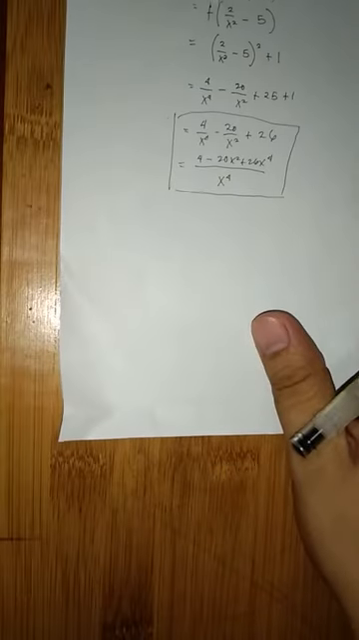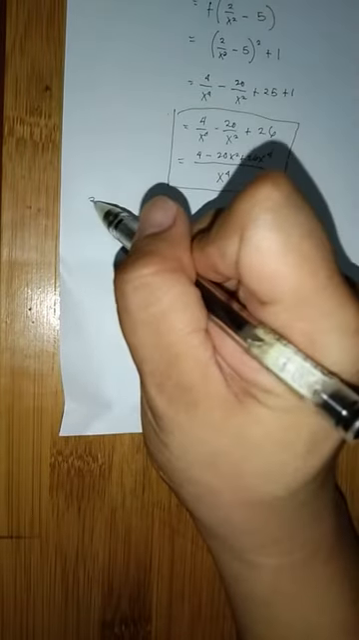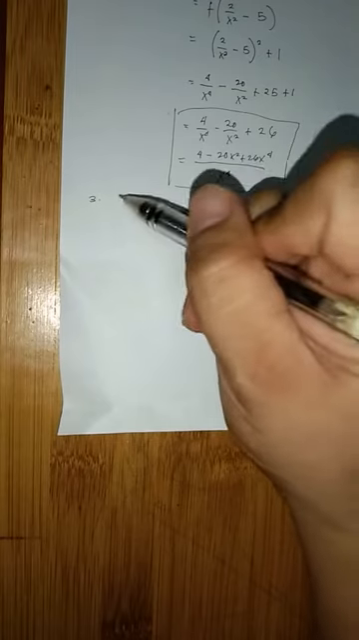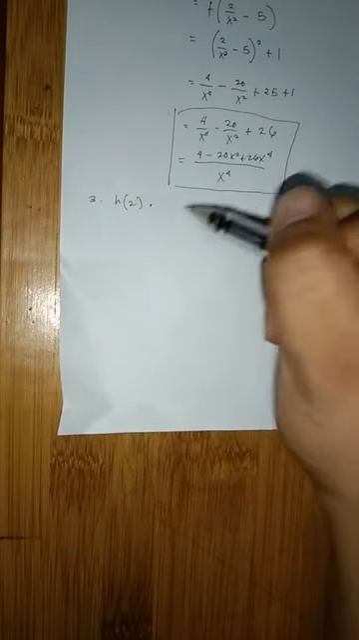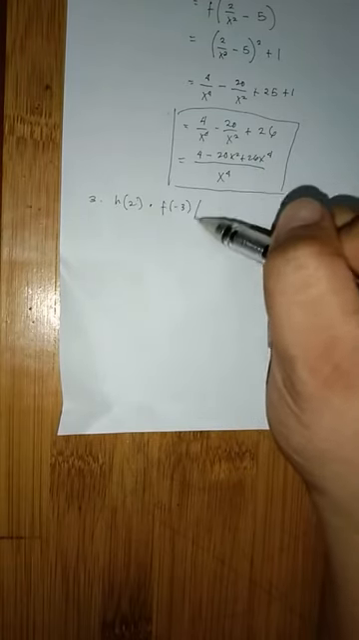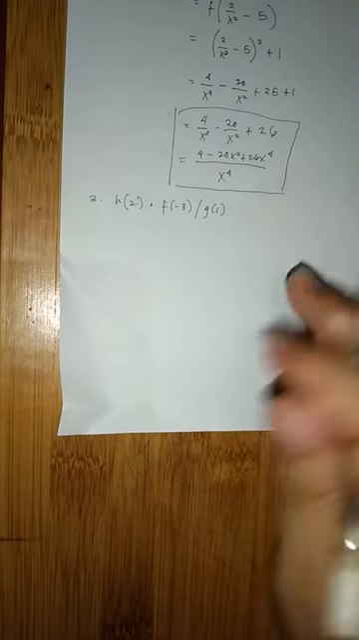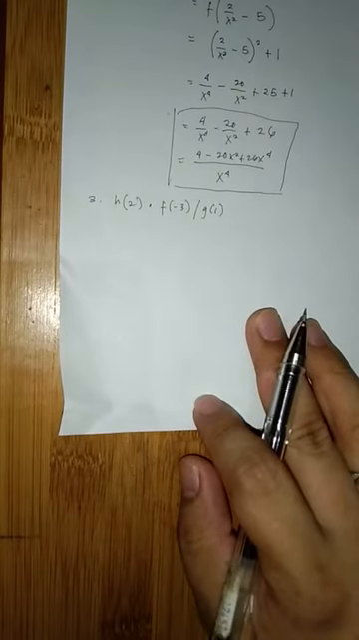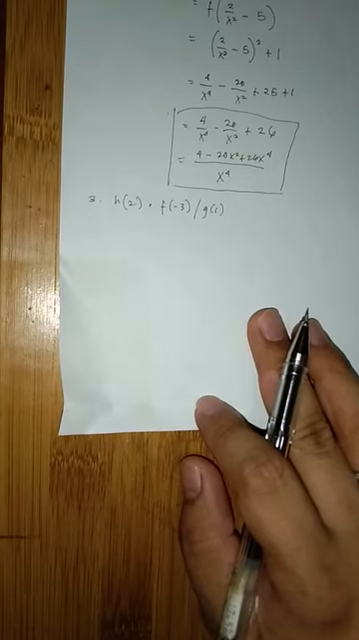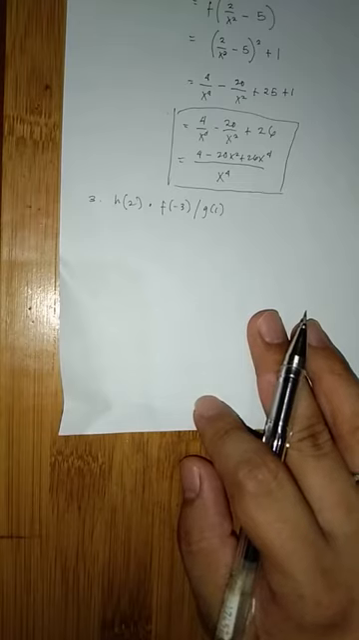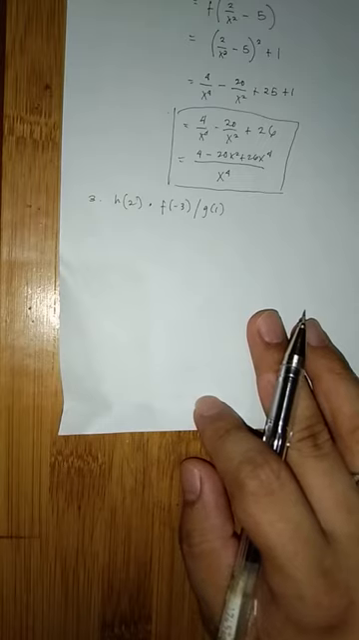Okay, so for the last part, number 3, we have h of 2 times f of negative 3 divided by g of 1. So for this one, we can do it in the same manner as with number 1 or number 2. But if you are given with numerical inputs, it would be better to solve the individual functions first. Then we combine them later on.